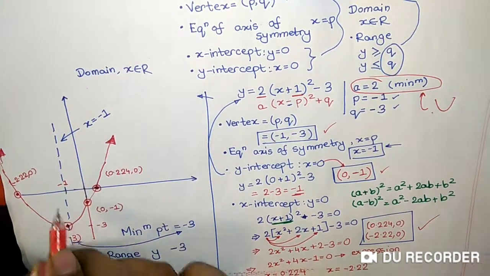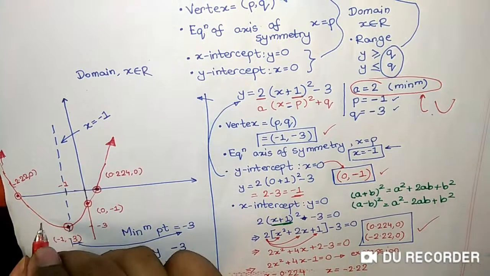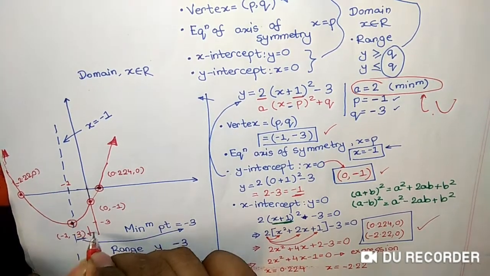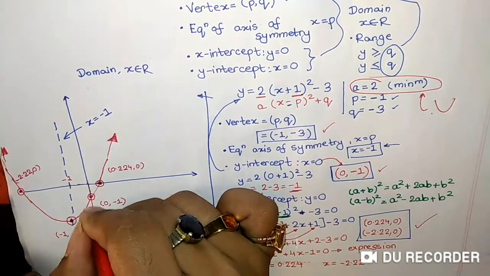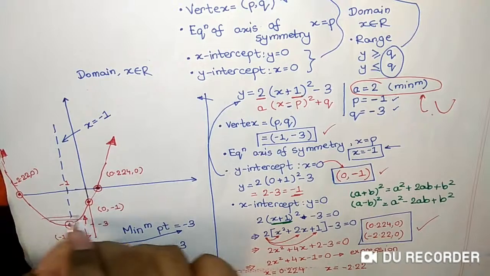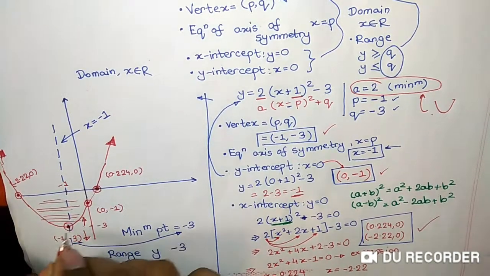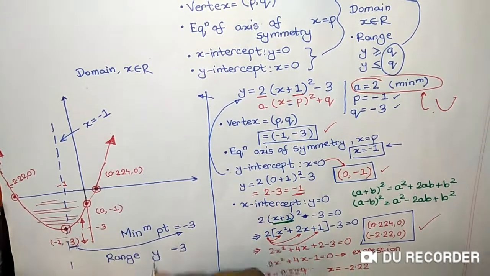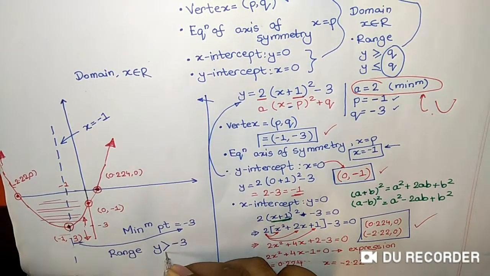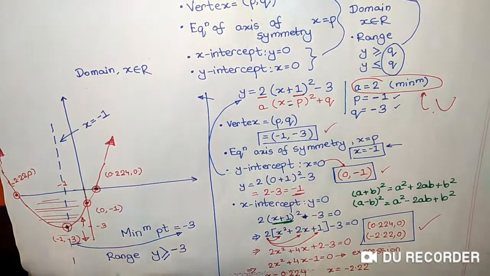Now just look at the graph. If I go above -3, is my graph existing? Or if I go below -3, where is my graph existing? Just check using an arrow. -3, above -3 we have part of the graph, right? Below -3 we have no parts of the graph. So the graph will exist whenever the value of y is greater than or equal to -3.